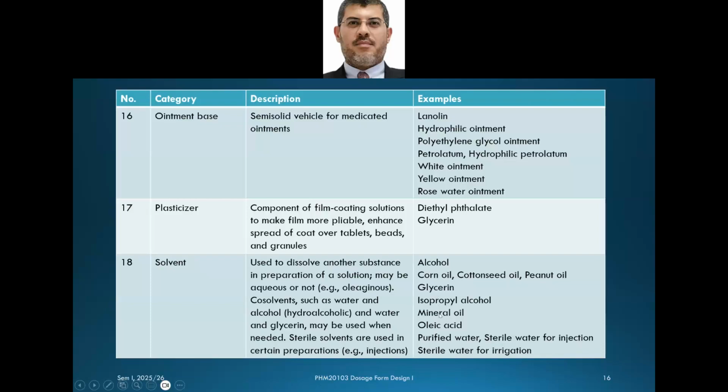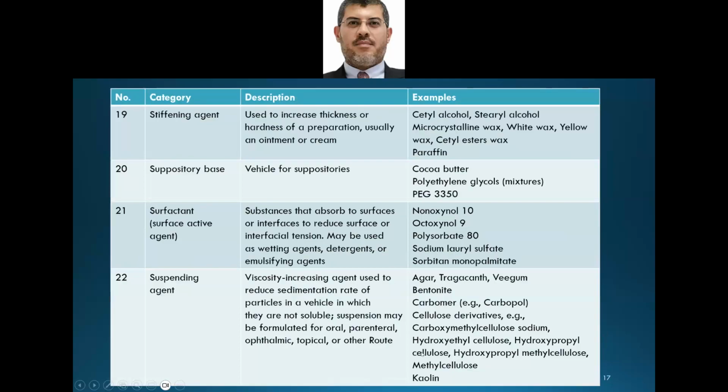Glycerin and isopropyl alcohol are used as co-solvents, usually with water, and alcohol also can be used as a co-solvent. So I make a mixture of water and alcohol, water and glycerin, water and isopropyl. Isopropyl alcohol is not for internal use, for external use only. Some mineral oils may be used as solvents, oleic acid, purified water, sterile water for injection, sterile water for irrigation. They are all used to make solutions. Okay.